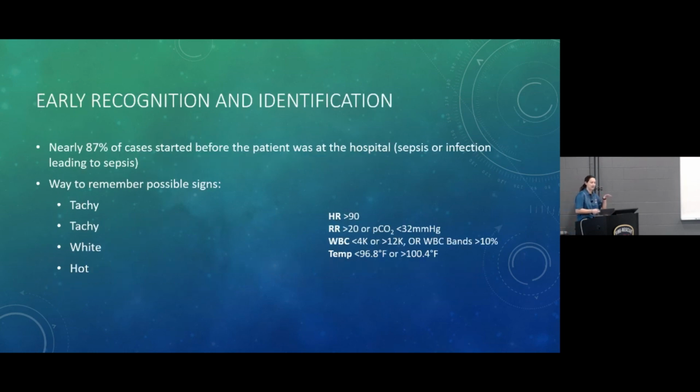So why does it matter? 87% of cases started before the patient was at the hospital, either with actual sepsis or the infection leading to sepsis already there. The way I like to think about sepsis is tachy, white, hot. From a basic standpoint, when I first look at the computer, what's their heart rate, what's their respiratory rate, what's their temp, and then the white is their white blood count, which we'll have to get labs for. But that's just what runs through my mind every time I see a patient.